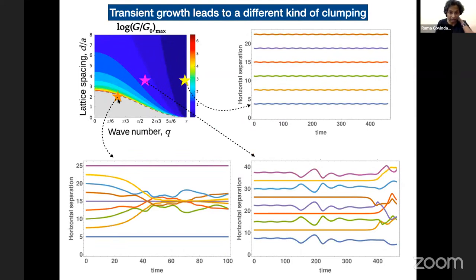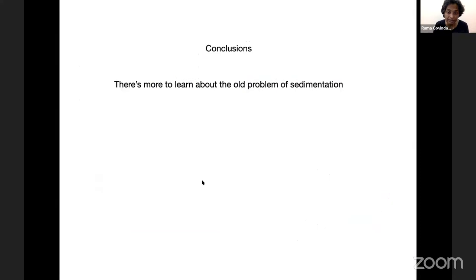So here are 3 points: the unstable, the stable, and the stable thing which doesn't have transient growth. These are all, actually, now horizontal, and this is how they're falling vertically in time. You see that in the regime of very little transient growth, nothing much is happening. It's basically waves all the way. Whereas in the unstable one, the clumping is quite different, and then it starts unclumping towards the end. The transiently growing case shows weaker clumping, but it does show some level of clumping. So this is basically what happens to trajectories.